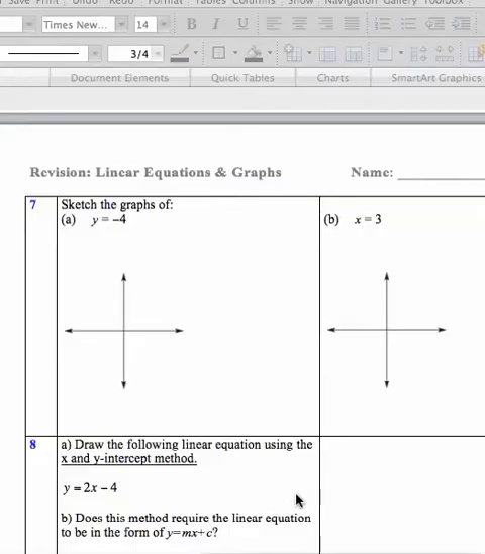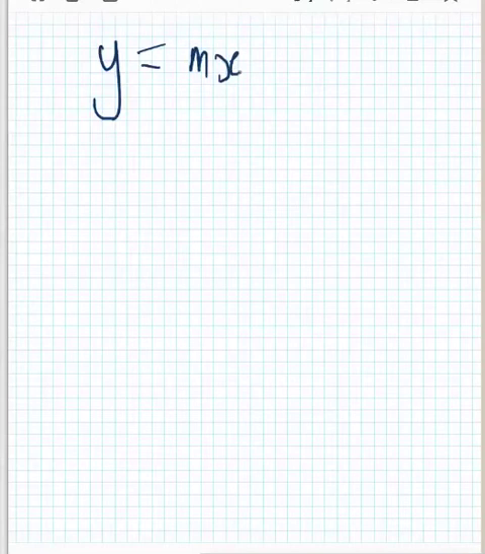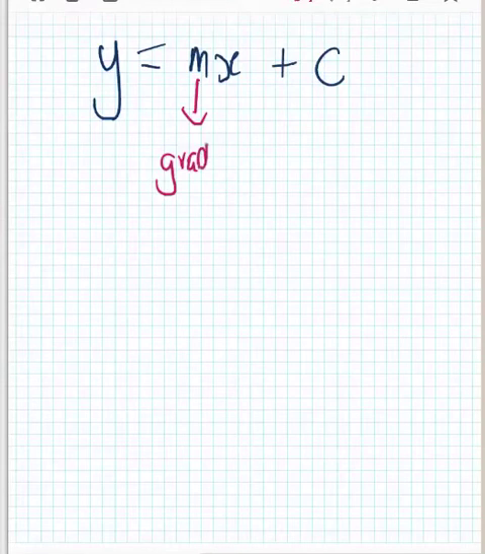Now, if we have a look at question 7, we notice that these equations are different to our standard form. We know that the general equation of a straight line is y equals mx plus c. Just to recap, m is the gradient, which is rise over run, or y over x, and c is simply the y-intercept.